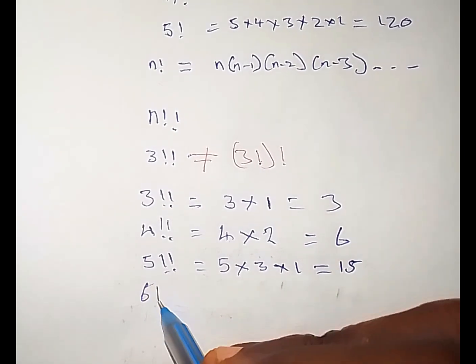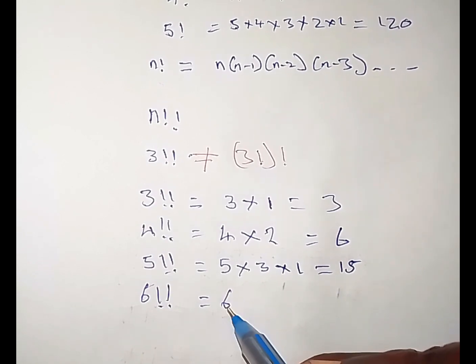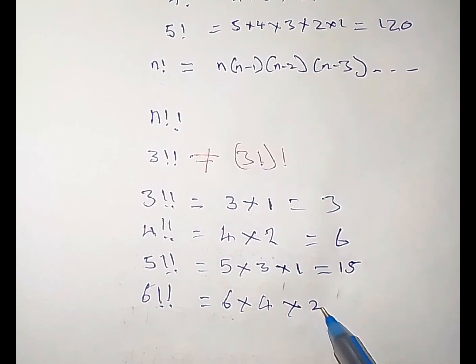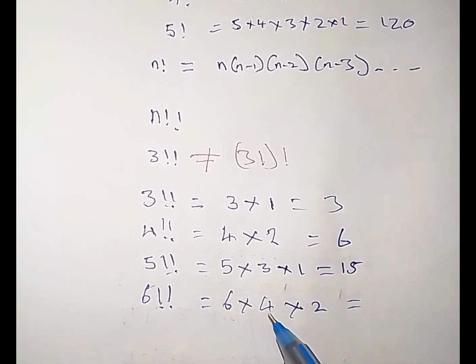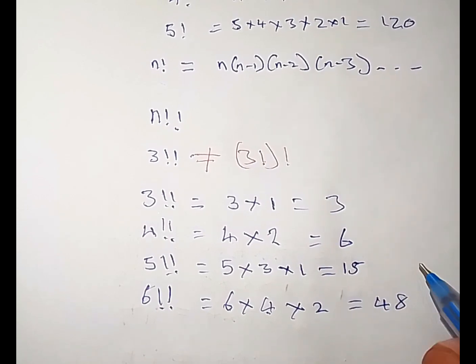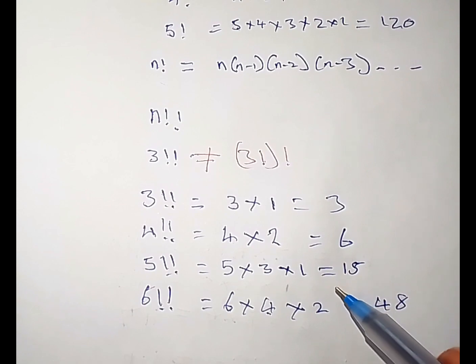So for 6 double factorial, it's the same thing as 6. You can see that 6 is an even number. So the next even number is going to be 4. Then the next one is going to be 2. And this is going to be 6 times 4, 24. 24 times 2, that is 48. So this is how to find the double factorial of a given number.